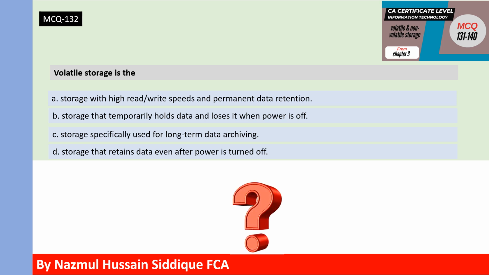We have to find out the volatile storage device among them. A. Storage with high read or write speeds and permanent data retention. B. Storage that temporarily holds data and loses it when power is off. C. Storage specifically used for long-term data archiving. D. Storage that retains data even after power is turned off. Since the volatile device cannot retain the data when the power is turned off, option B is the correct answer: storage that temporarily holds data and loses it when power is off.